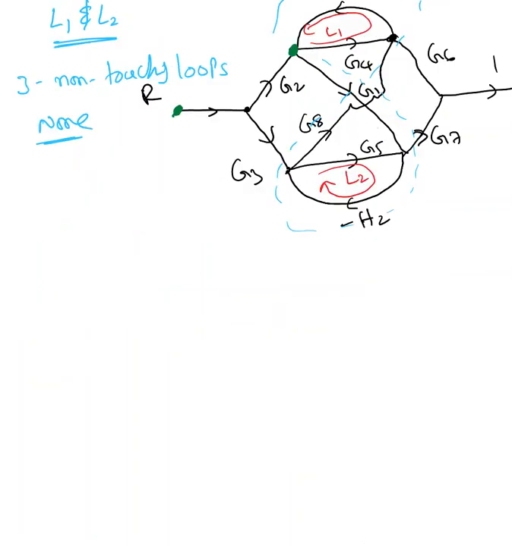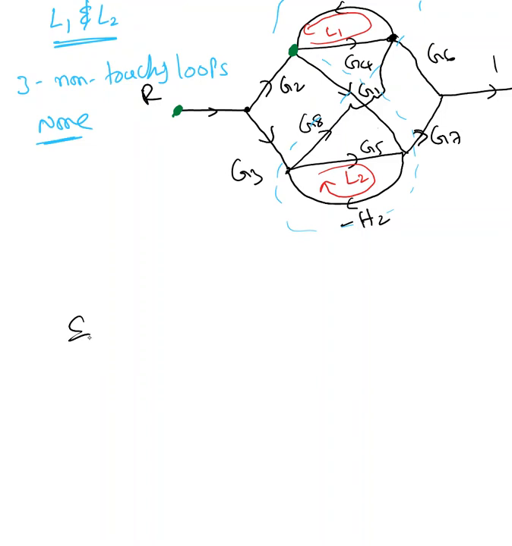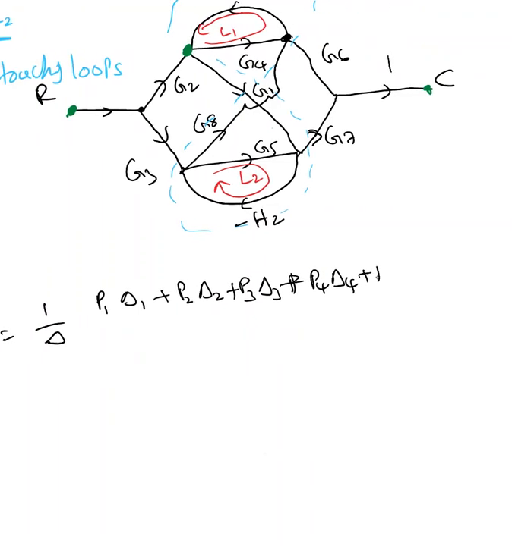Now the formula for the transfer function C over R equals 1 over delta, P1 delta 1 plus P2 delta 2. Since we have 6 paths, P3 delta 3 plus P4 delta 4, P5 delta 5 plus P6 delta 6, over, that's it. Delta is already in there.